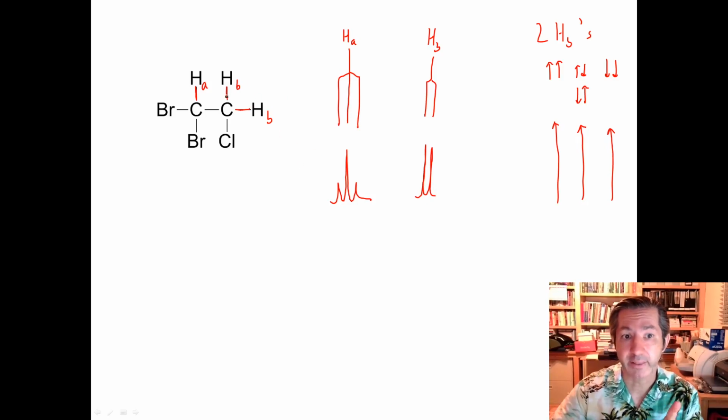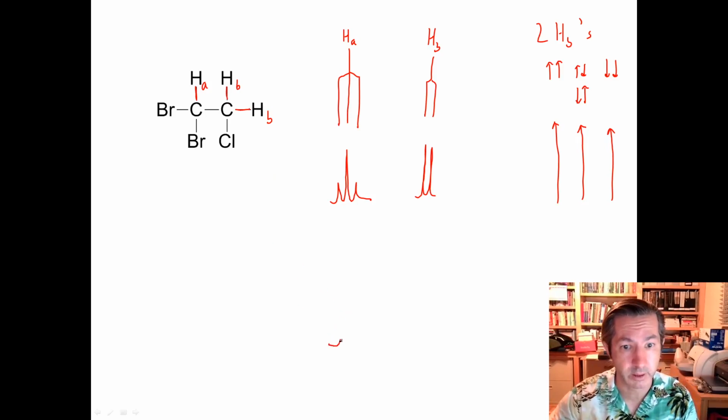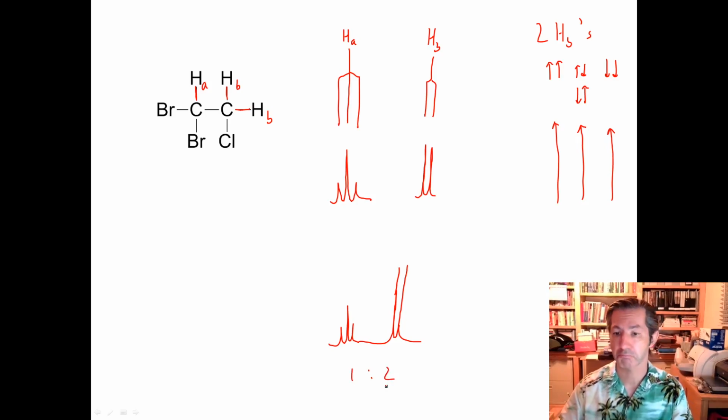And don't forget, there are two HBs and only one HA. So that affects the size. So if we're going to simulate our spectrum, the HA signal will be smaller than the HB signal, and it'll be a 1:2 ratio.